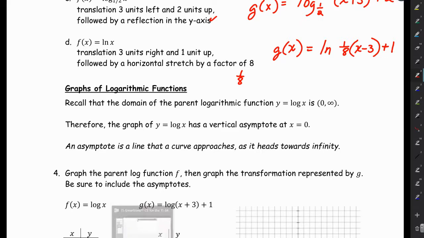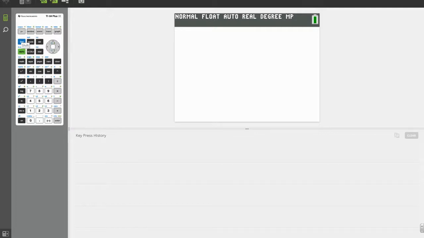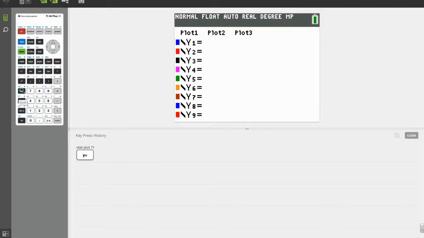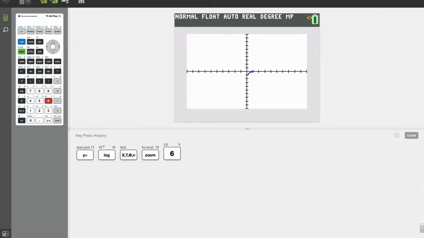Let's look at the graph. Go to y equals, we'll type in log of x. We'll do zoom 6 for a standard window. Now the graph looks like it ends sort of like right here, but it really doesn't. It just means that this graph is getting closer and closer to the y-axis, which is the line x equals 0. So there's an asymptote on the y-axis, which we could also call the line x equals 0.